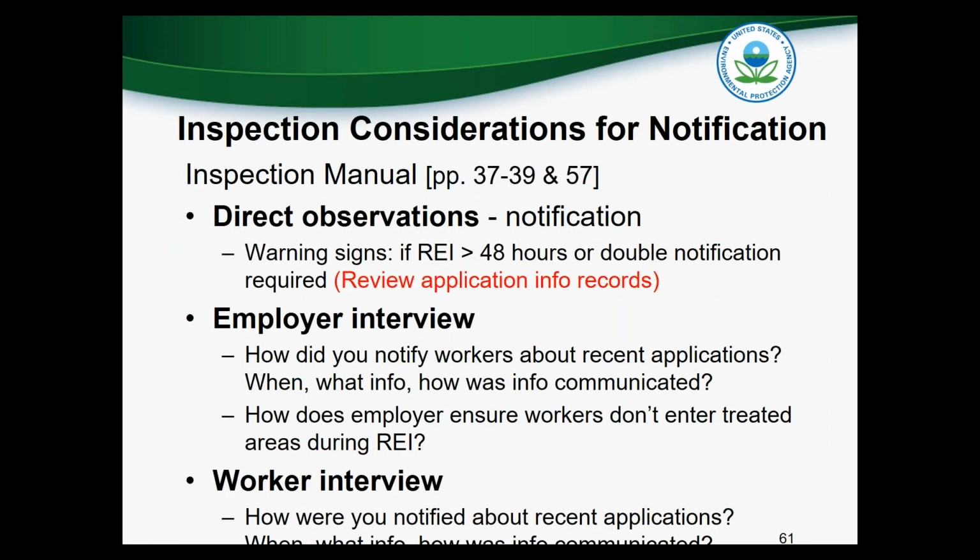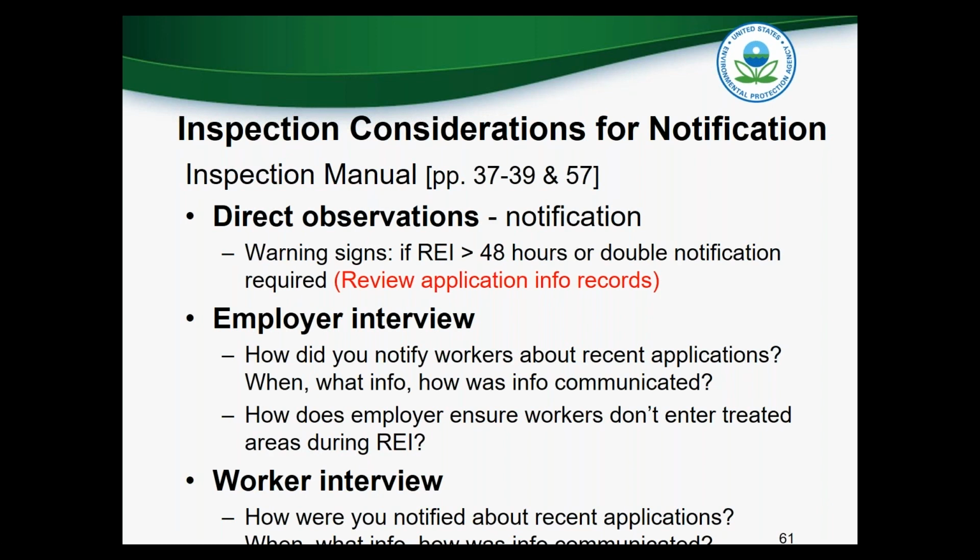Next slide. Okay, some inspection considerations for the notification. Of course, direct observation, not just the office visit, but getting out in the fields to see what's been treated and what's not. And of course, you can check the application board to see what fields are still under the REI or not, and observe warning signs or ask about oral notifications. Also conduct employer interviews, like ask questions. And again, there are many more than just indicated here in the inspection manual.